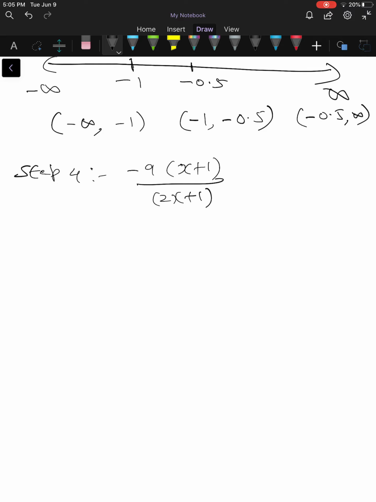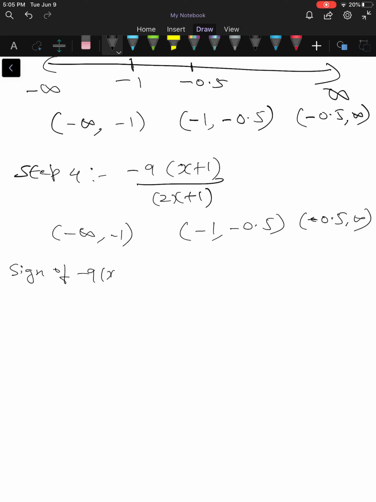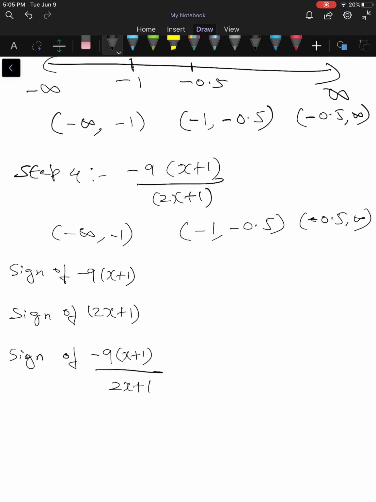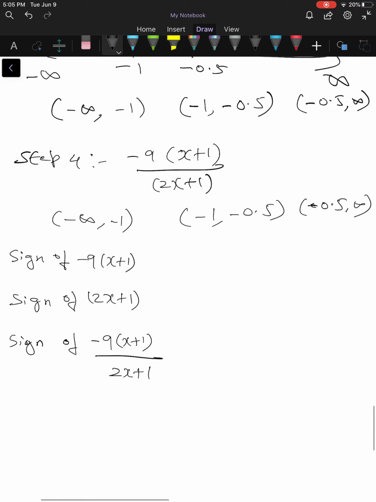Okay, considering trial values between these intervals, we look at the sign of minus 9x plus 1, the sign of 2x plus 1, and the sign of the division of them. So minus 9x plus 1 divided by 2x plus 1.